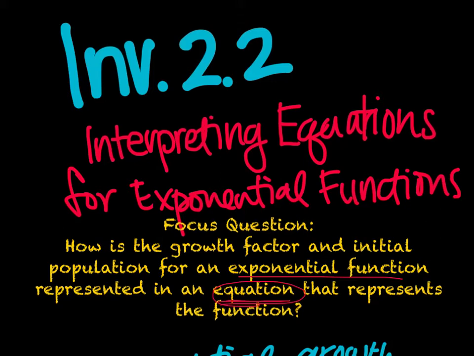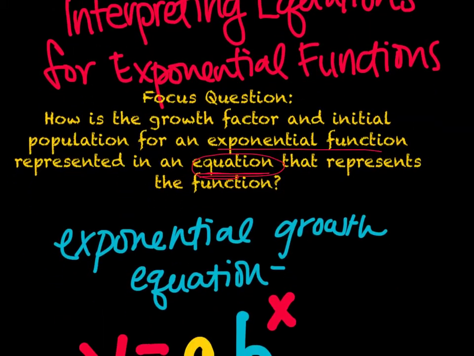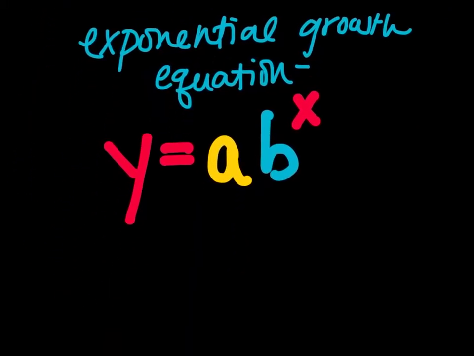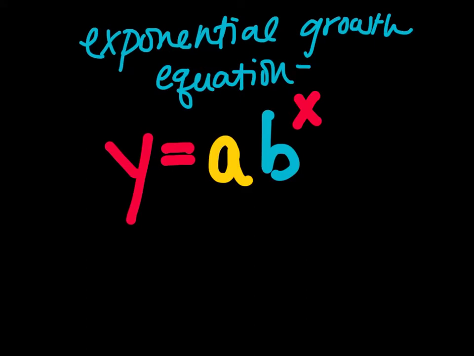So let's begin. Let's look at, first of all, what the format of an exponential function equation is. An exponential growth equation looks like this. y is equal to a times b raised to the x power. And looking at this, we have seen in the past for linear equations this equation, y is equal to mx plus b.